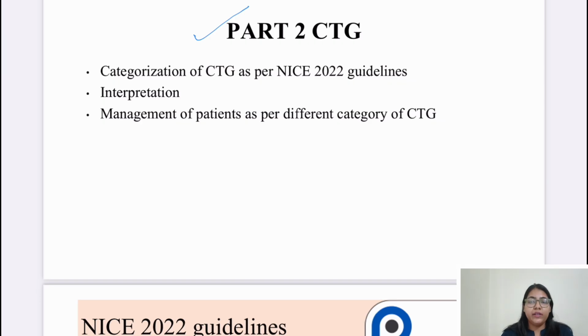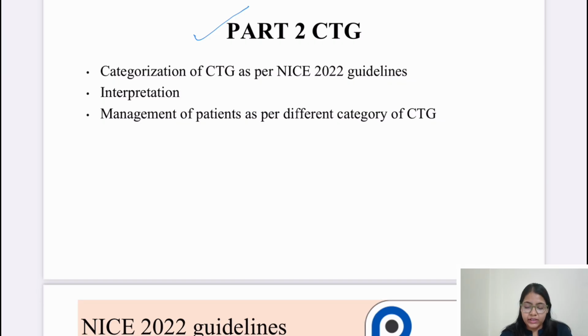So in previous videos I have taught you about the basics of each component of CTG and other modes of intrapartum fetal monitoring. This will be a short session, and in this video I'll tell you about the CTG interpretation. How will you interpret CTG, and based on that interpretation what actions will you take and what will be your management.